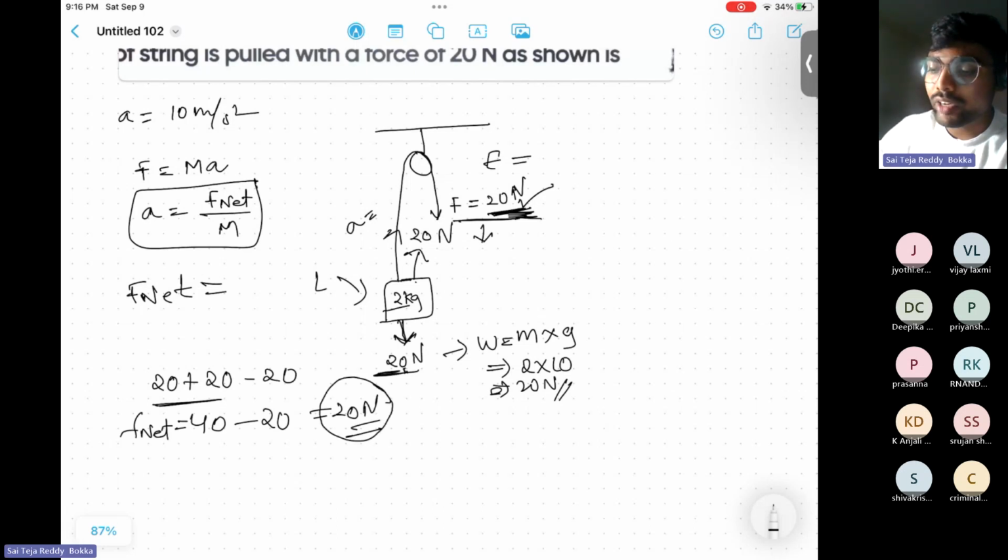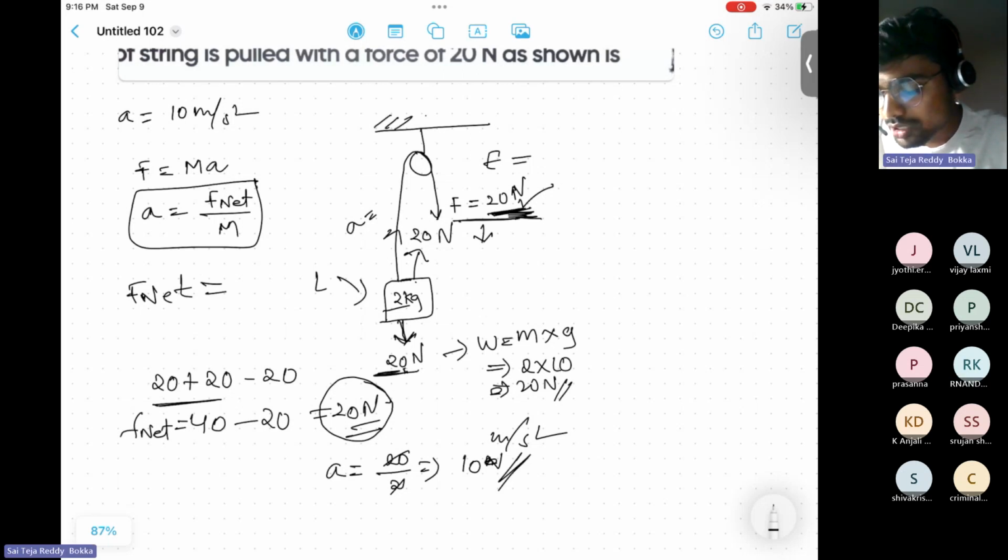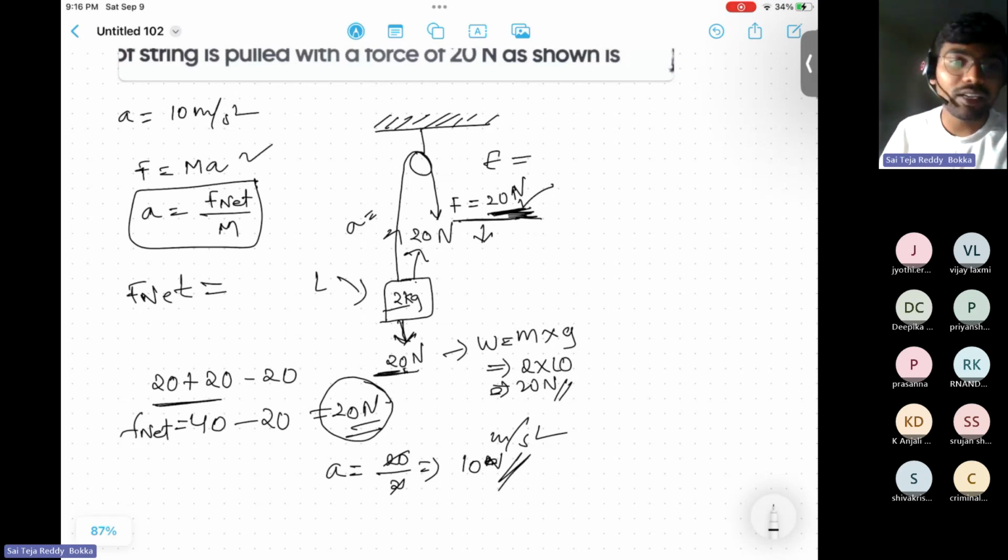So here the net force is equal to 20 newtons because there is no horizontal component. Then your acceleration will be 20 by 2. That will be equal to 10 meter per second square. Whenever you see this type of question, be blind with your formula, that is F is equal to ma. Just substitute the values you have in your question and solve. That's it. This is also one of the MSET questions, I think, given in your past 2008 or 2009 MSET papers.